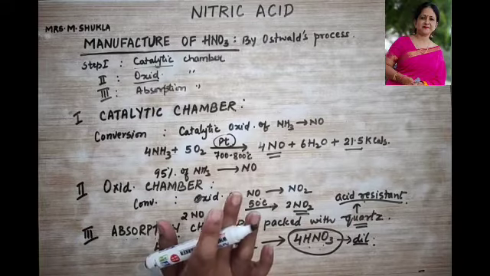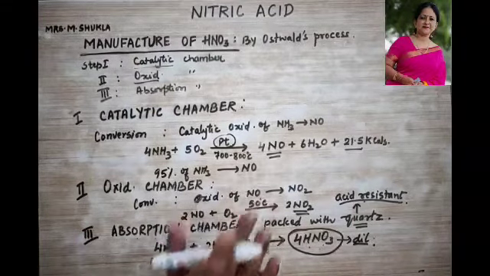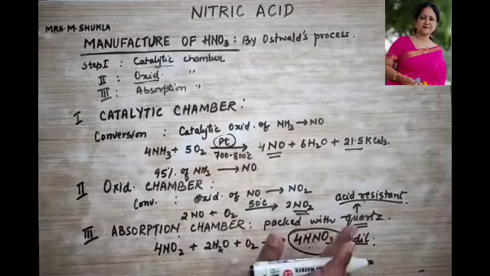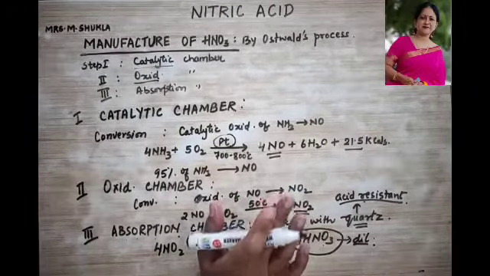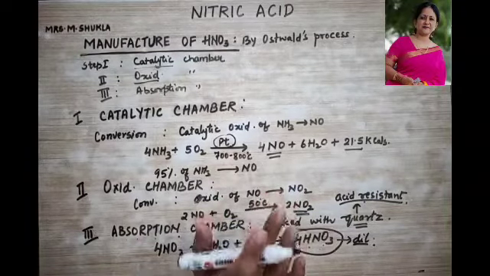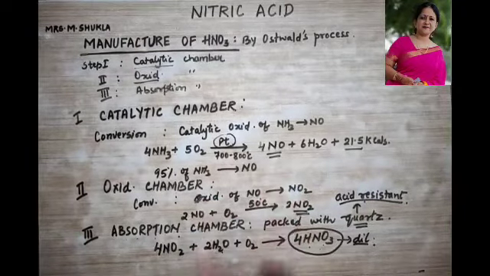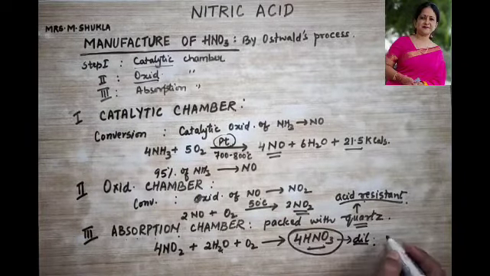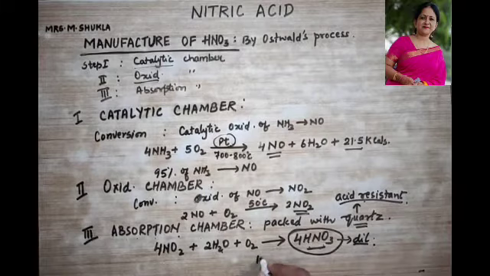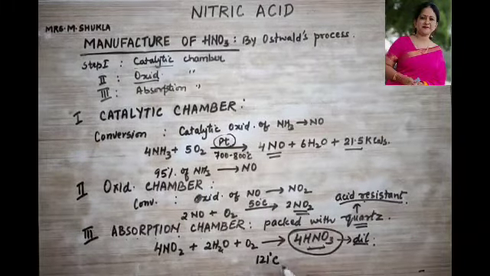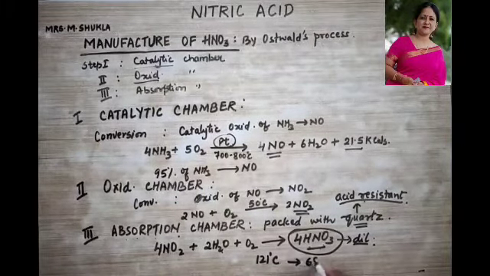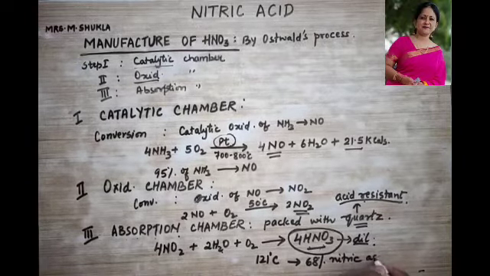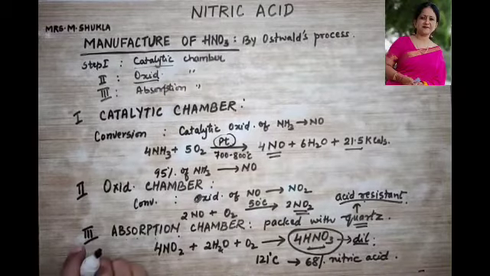It is dilute and it is collected at the base of the absorption tower. Now, it is concentrated by either distillation or boiling, till the constant boiling mixture is obtained. And what is the constant boiling mixture for nitric acid? The constant boiling mixture is at 121 degrees Celsius, and this contains 68% nitric acid. I hope this is very clear.